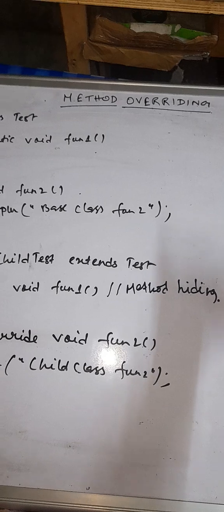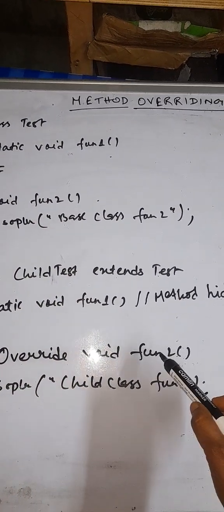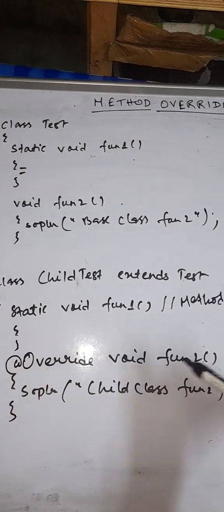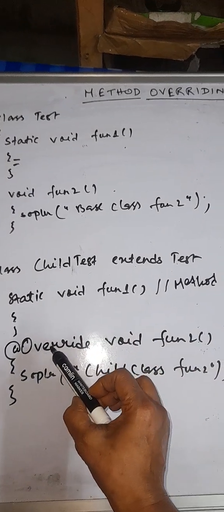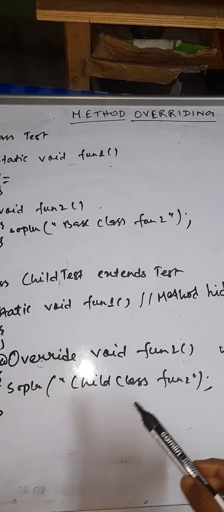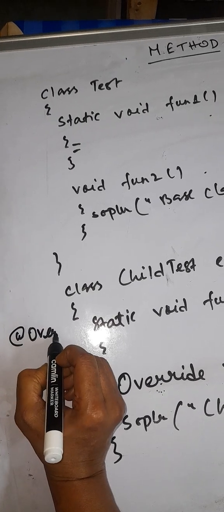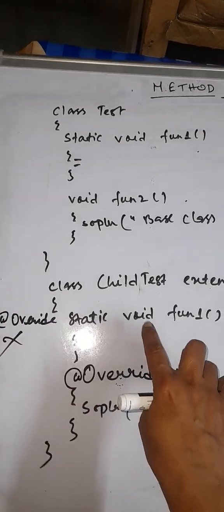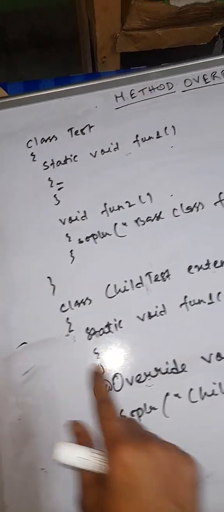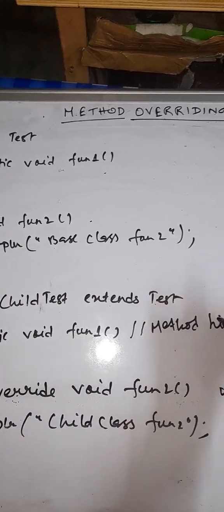So clear? This one is method hiding. And here you see fun2, I also declared one more method in the child class, that is also fun2. So here I use the keyword override. So this is possible. With or without the override keyword you can use it, but if you use the override keyword, this is a best practice. Clear? If here you mention the keyword override for the static method, this will generate an error. Why? Because a static method can't be overridden. So if you want to declare the same method name as static, this is possible, but this is not method overriding, this is method hiding.